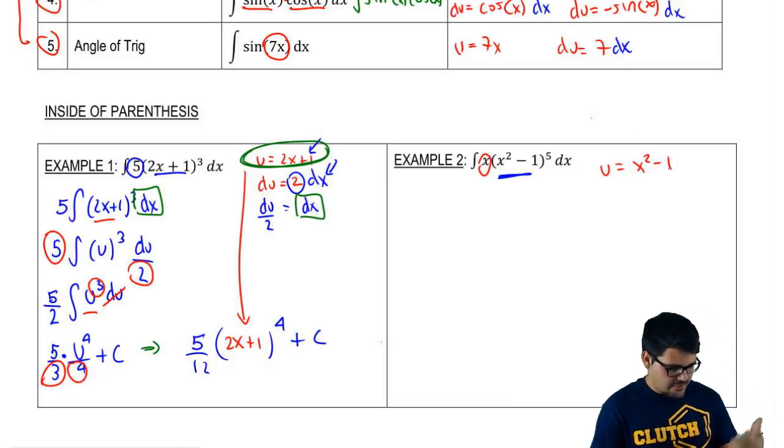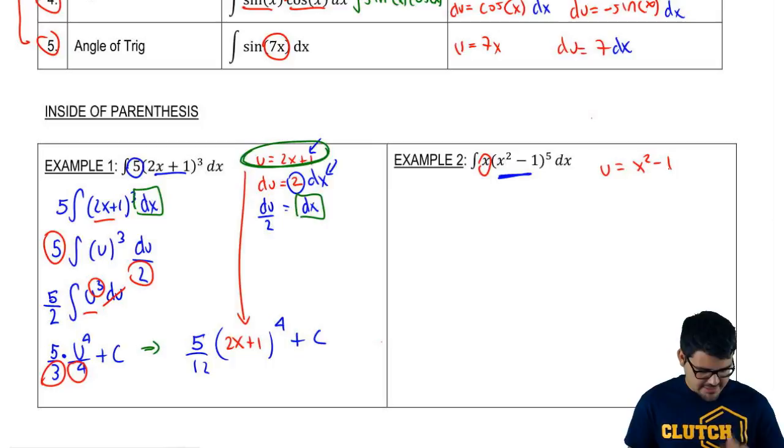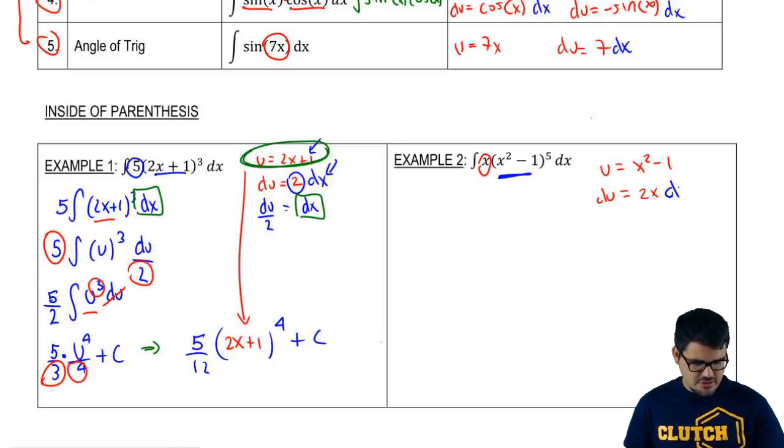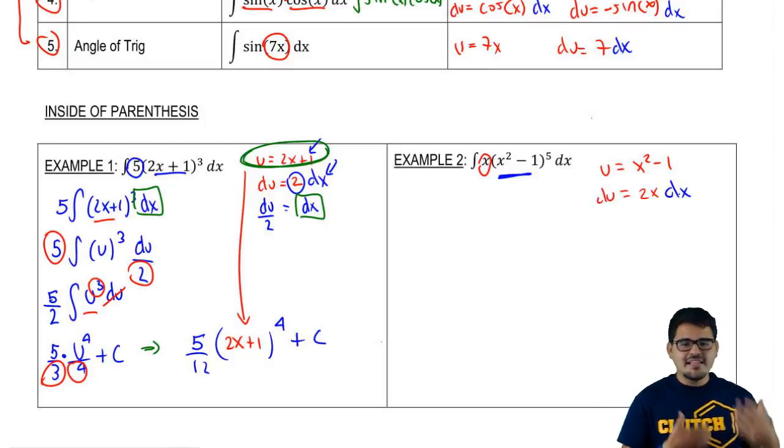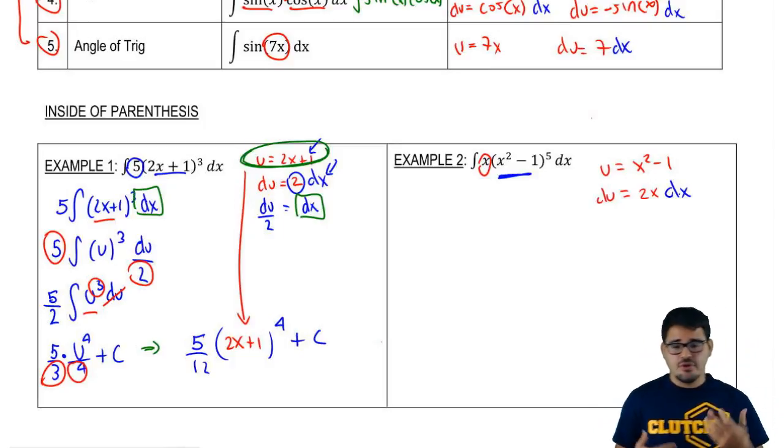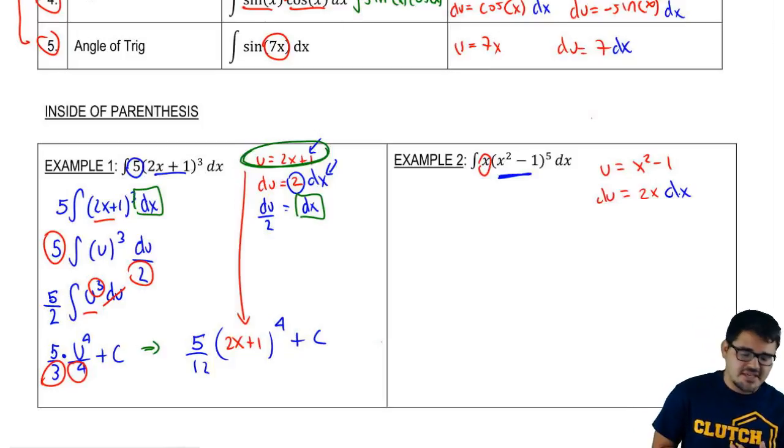And therefore, I am going to go ahead and take my du, which is going to be 2x, right? 2x with my dx. So after I do my step 1 and 2, it leads me very naturally to my step 3, which is solving for my dx, right?